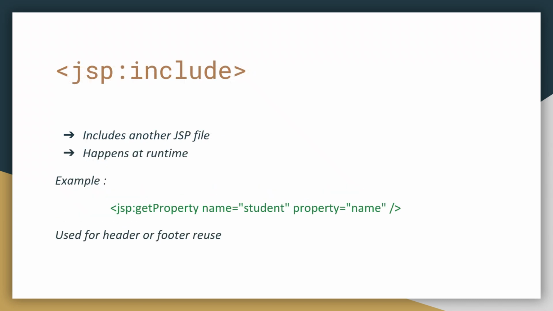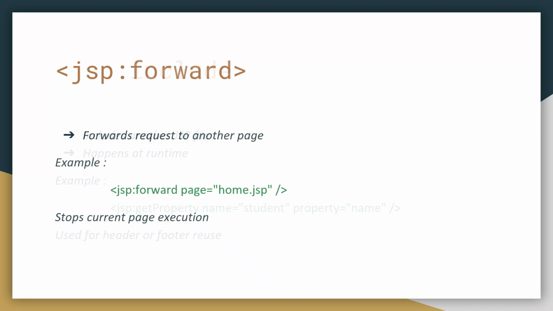The JSP include action includes another JSP page. It happens at runtime, useful for adding common parts like header or footer, and also helps in code reuse. The JSP forward is used to forward requests to another page. Once forwarded, current page execution stops. Used for navigation between pages.